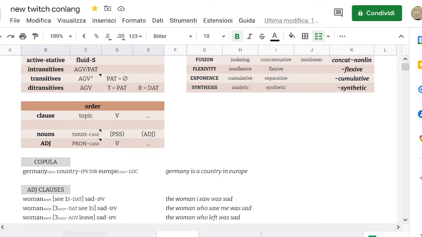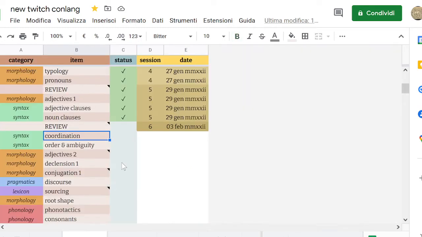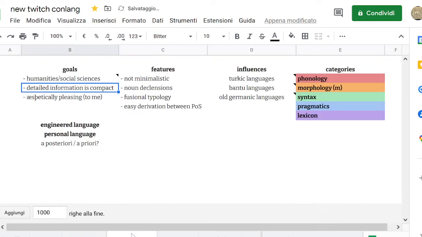And I think that's the only thing I really wanted to review. The only other things were the ideas before of merging cases or merging classes. I thought about that, and we will get to that when we get to the declension. So we can mark off the review. Actually, one last thing I do want to review is just going over the goals again.